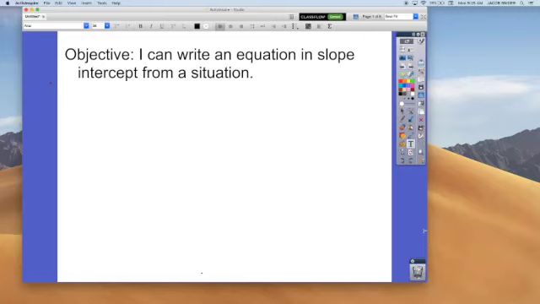Okay, guys, so here we go. Monday, let's get started today. Here's our objective for the day. Go ahead and write that down. You're going to need a piece of notebook paper today.